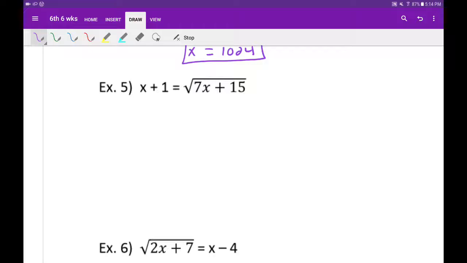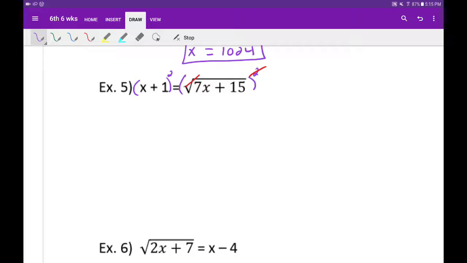All right, so my radical is on the right side, but there's nothing around it, so it's already isolated. So what I'm going to do is get rid of the radicals. Since this is a square root, I'm going to square both sides. Okay, and when I do that, the radical and the 2 cancel.